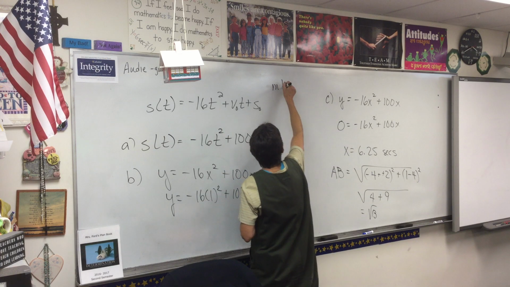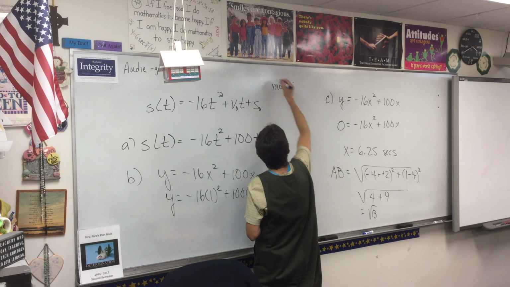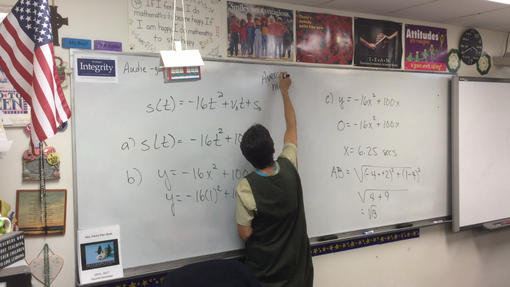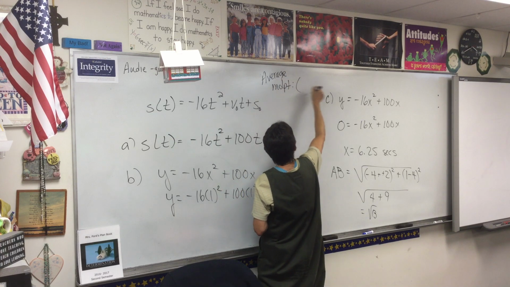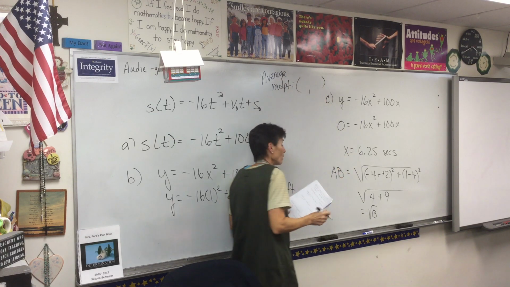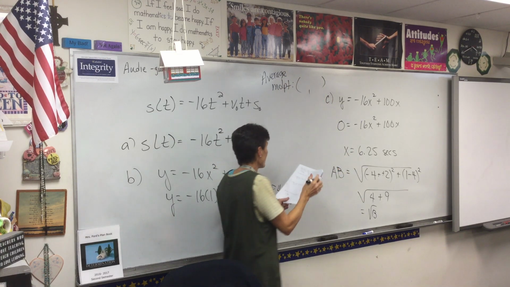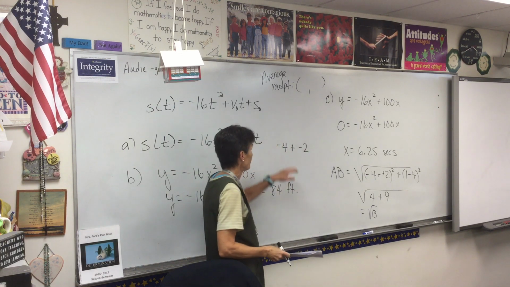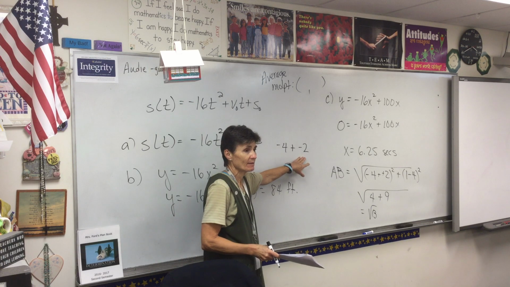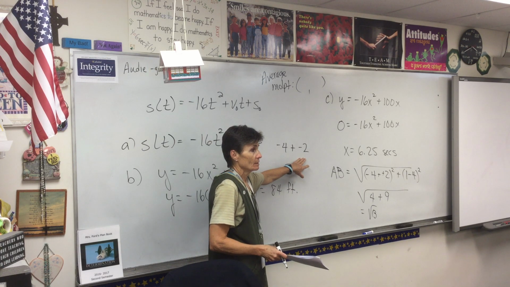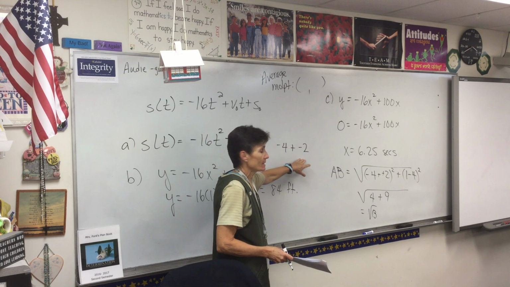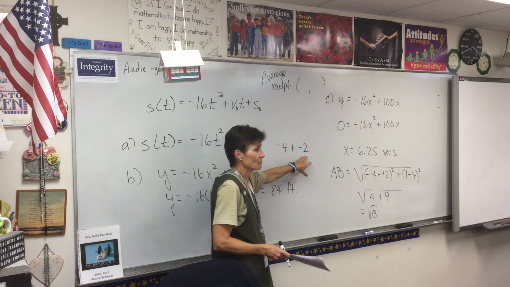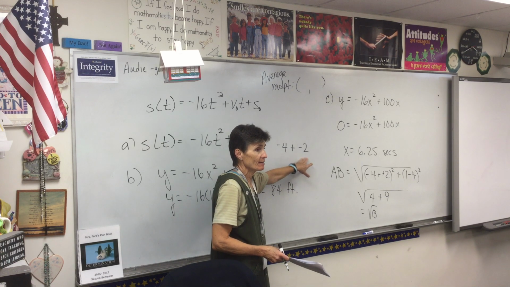All right, and then how do we do midpoint? Average, very good. That means we're going to add our x's. So -4 plus -2, add them. What's -4 plus -2? -4 plus -2 is -6.